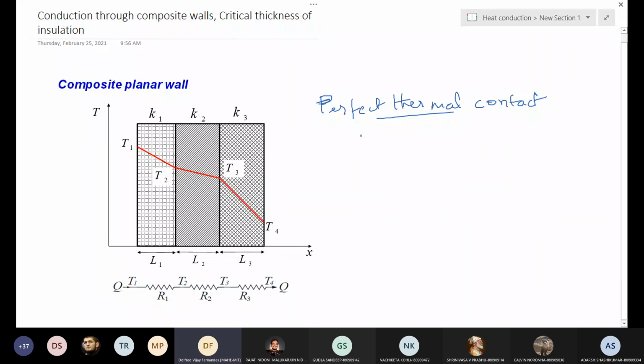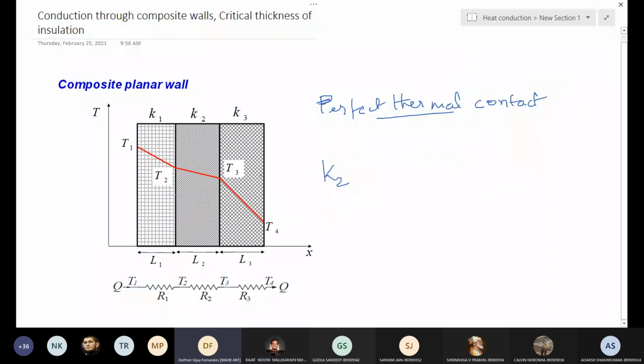Anybody opposed to that? K2, sir. Yeah, tell me. K2 is the highest thermal conductivity. So what is the reason? The temperature change is minimum. That means the wall is allowing more heat transfer, so conductivity is inversely proportional to temperature change.